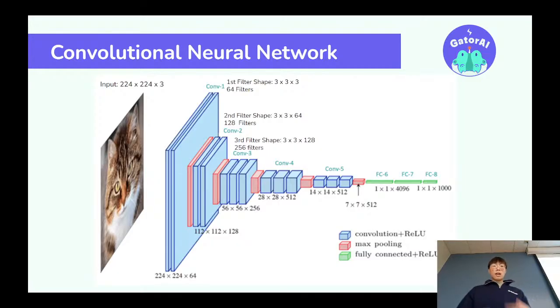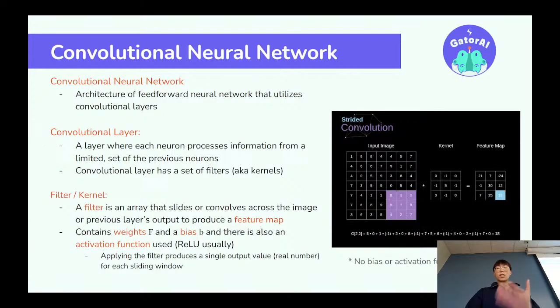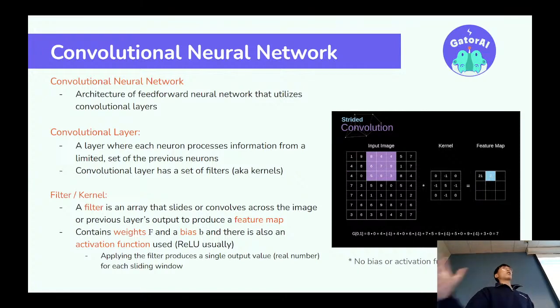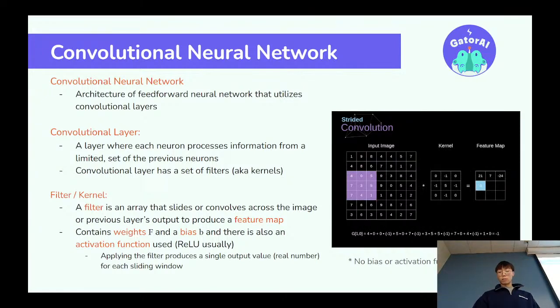So we can see an example of a convolutional neural network. We take in the image, and then we have a filter that convolves around it. The first filter shape is a 3 by 3 by 3 filter, and then we have 64 kernels, 64 filters. Remember, each kernel produces one feature map. We have 64 kernels going across our image, so we're going to produce 64 feature maps.